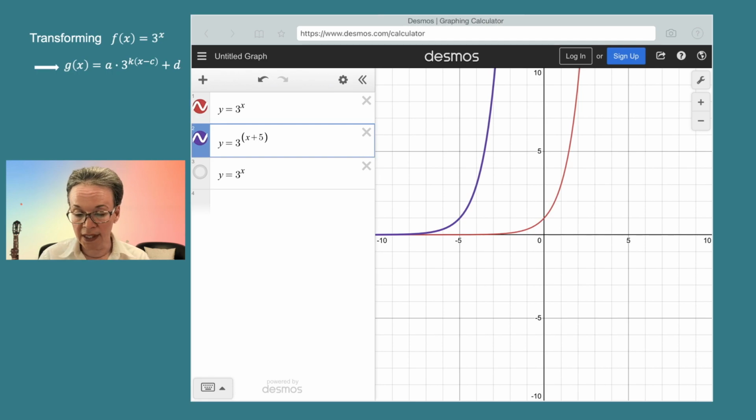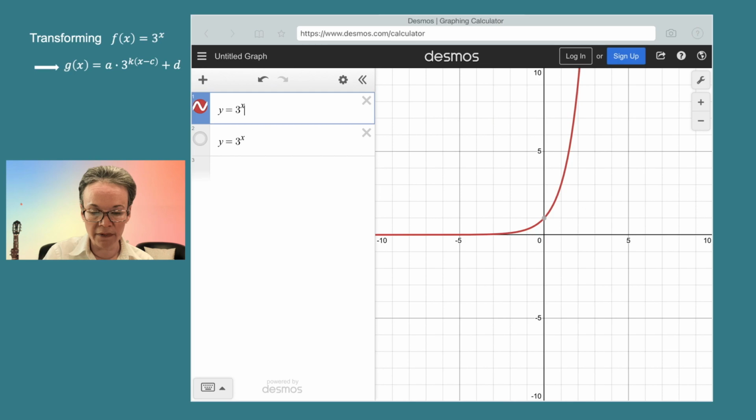Now all of a sudden, the red graph was shifted to the left by 5 units. Follow what used to be the y-intercept here. It was at 0, 1. Now it has shifted to negative 5, 1. So you see that shift nicely. So that's the effect of c.